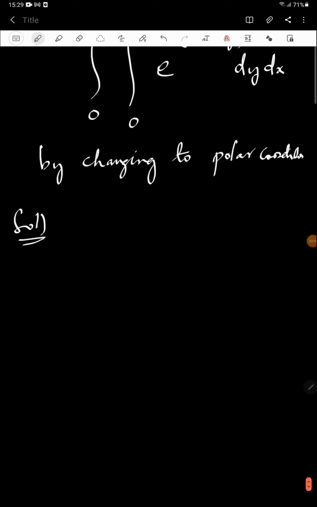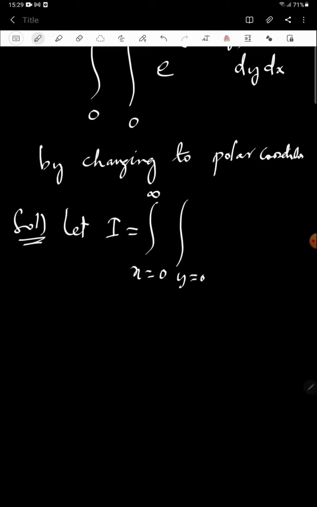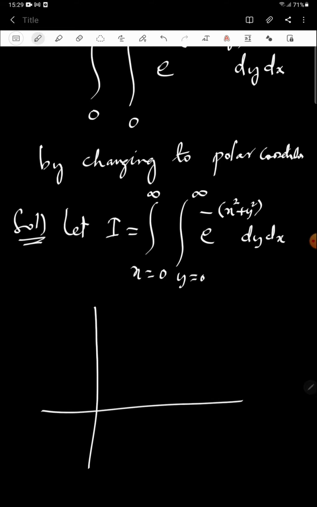So if it is required, we will do it definitely. Now coming to the solution, let I be equal to the integral x from 0 to infinity, integral y from 0 to infinity of e to the power of minus (x square plus y square) dy dx. Now when we want to change, we have to see first what is the region of integration. x is running from 0 to infinity, y is running from 0 to infinity. Therefore this complete first quadrant is the domain of integration, or the region of integration. So if you take any point x and y, that x will be running from 0 to infinity, y will be running from 0 to infinity.